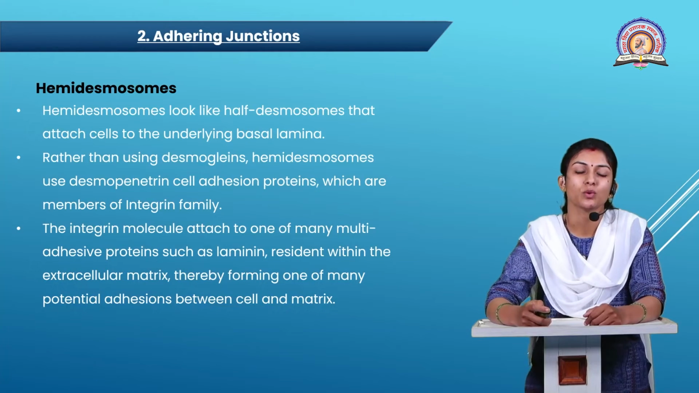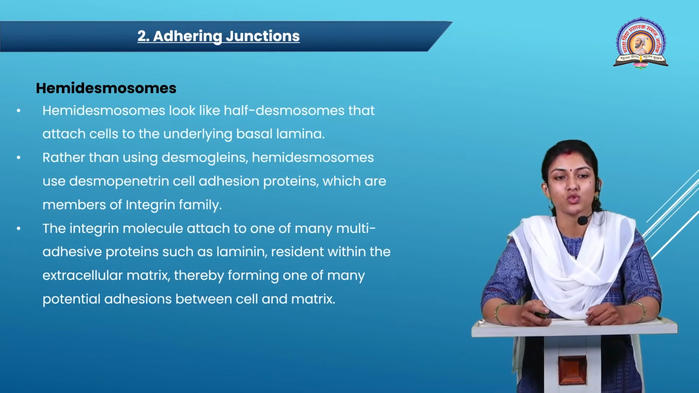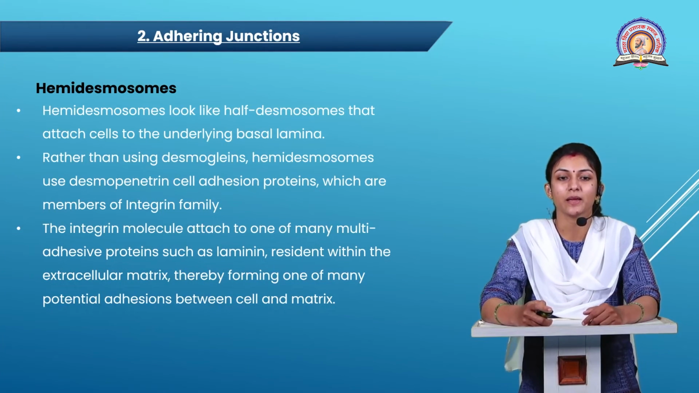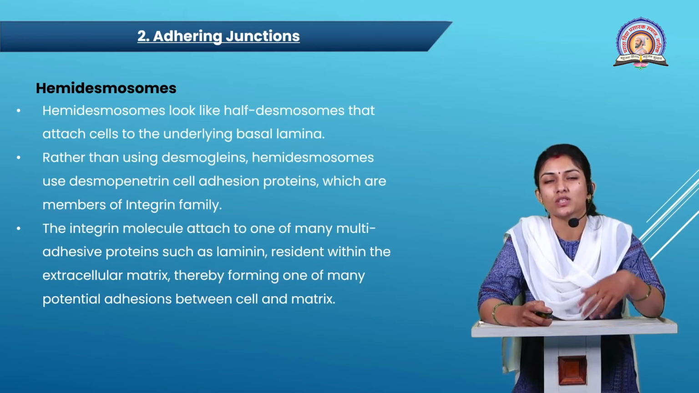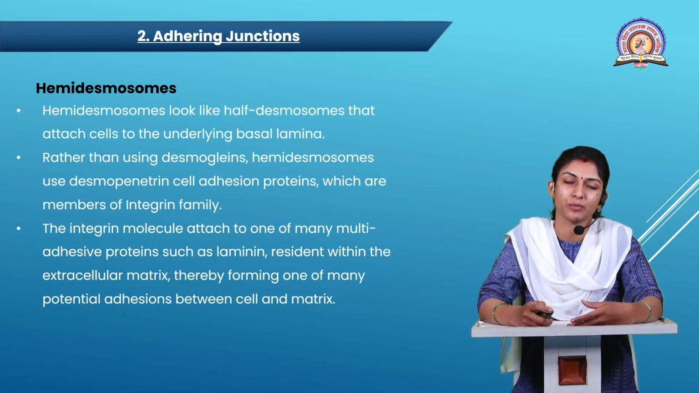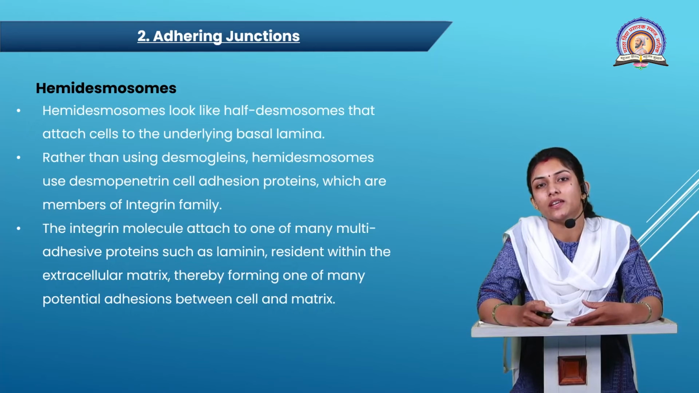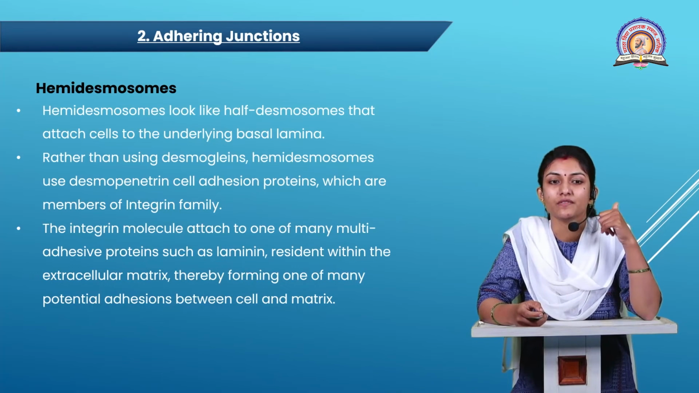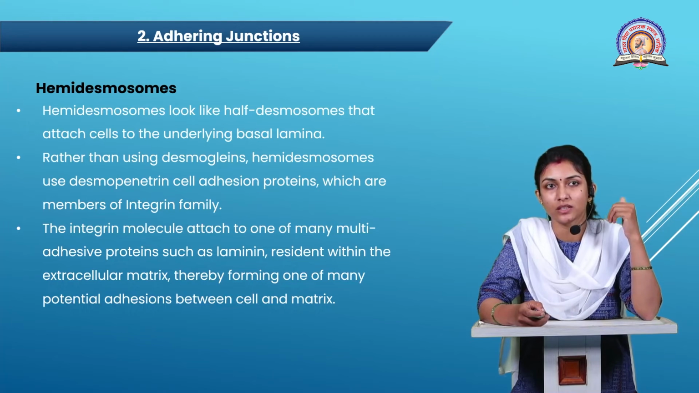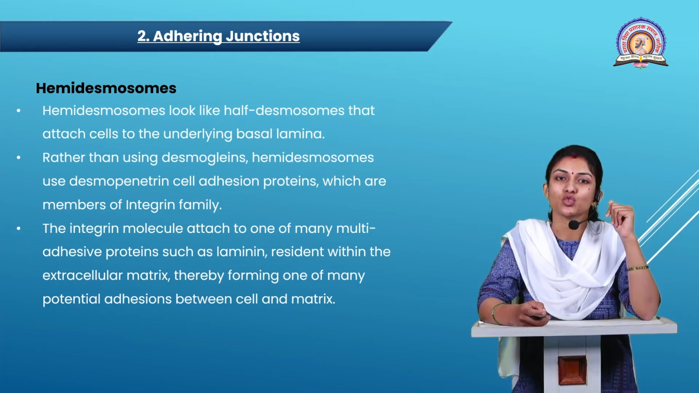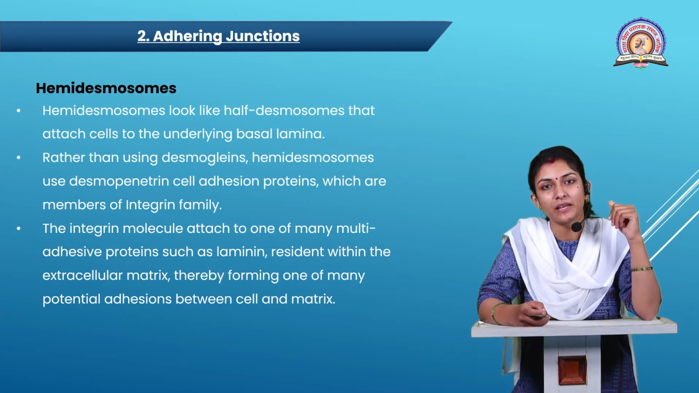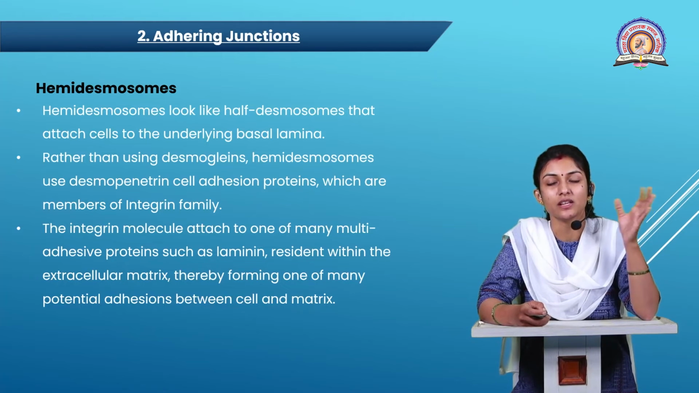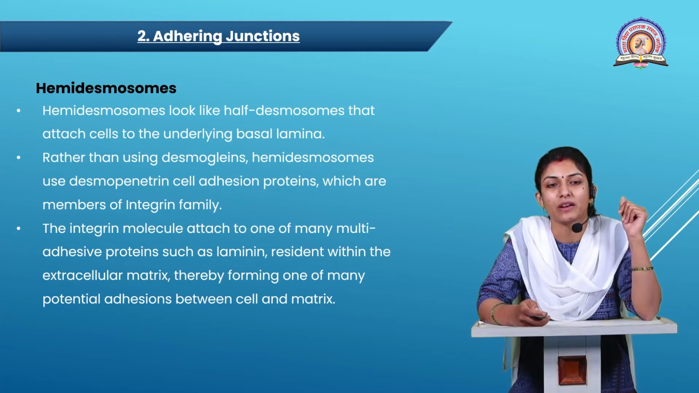Now, hemidesmosome looks like a half desmosome and is attached to the cell's underlying basal lamina. This means there is no such big difference between desmosomes and hemidesmosomes. Desmosomes connect via intermediate filaments, while hemidesmosomes connect via the basal lamina. And one more difference is there. Desmosomes include the cadherin family, while hemidesmosomes include the integrin family. So it is generally involved in cell to extracellular matrix communication.